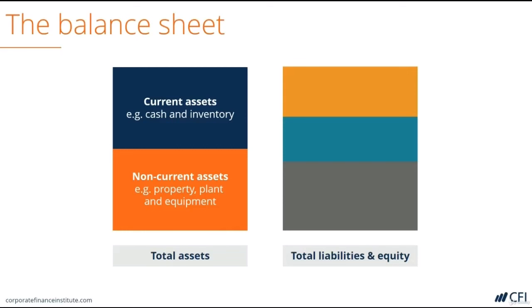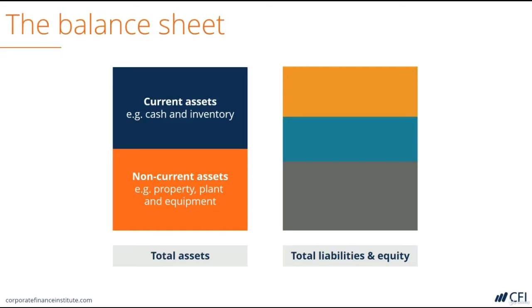By totaling the current assets and the non-current assets, we arrive at the total assets of the business. This forms the left side of the balance sheet, which must equal the right side of the balance sheet. Moving on to the right side of the balance sheet, we have two categories: liabilities and shareholders' equity. Liabilities are what the company owes.